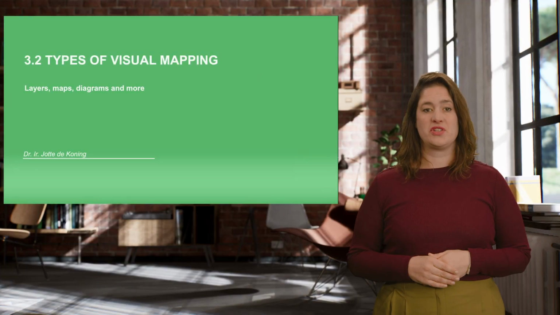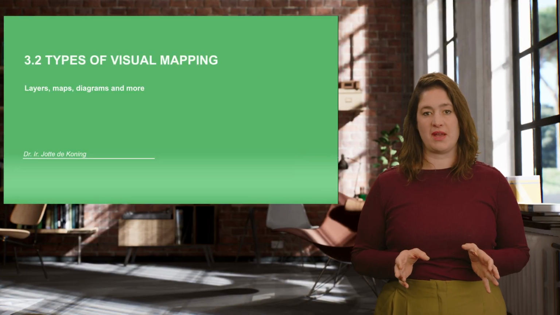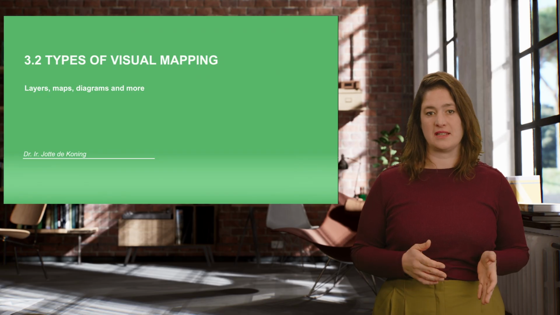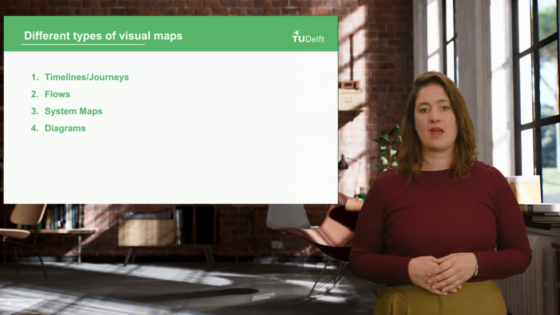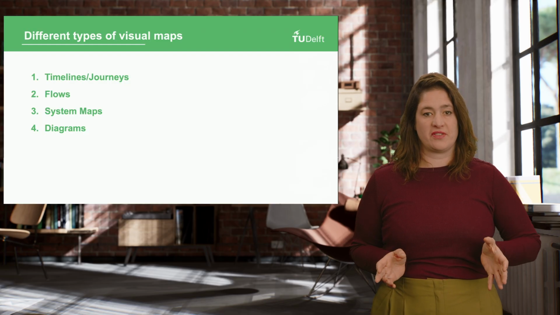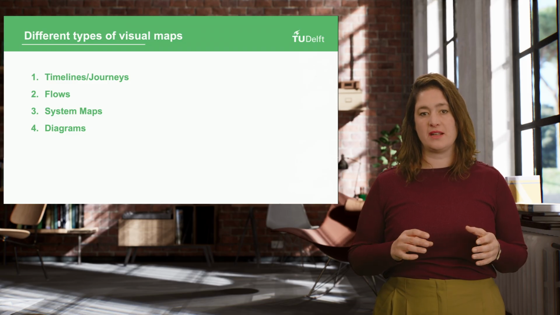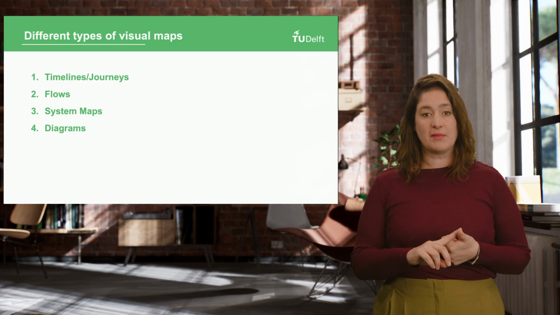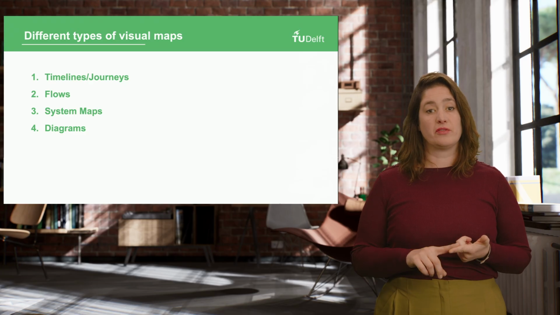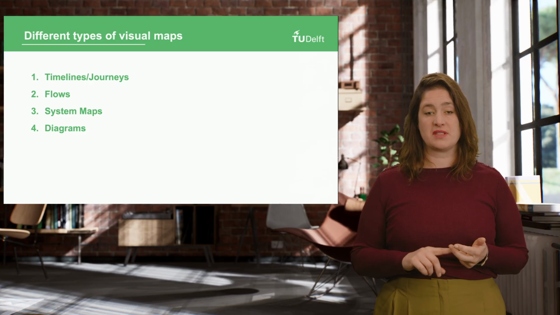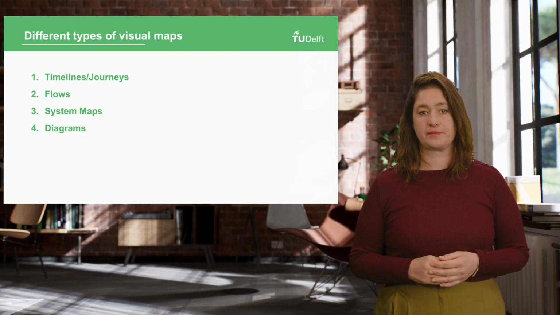In this video, I will show you different types of maps that you can make to support visual thinking and systems thinking. There are many different types of mapping. Roughly, they can be divided into 4 categories: timelines and journeys, flows, system maps, and diagrams.